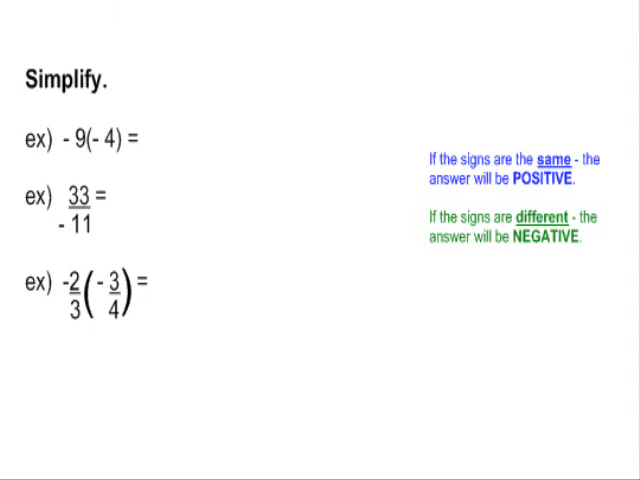We are simplifying, so we're still carrying out the math operations as we always have. So we have a negative 9 times a negative 4. 9 times 4 is 36. But as far as the rules go, I have the same signs because they're both negative. That means our answer is going to be positive 36. Down here when we have 33 divided by negative 11, 33 divided by 11 is 3, but because their signs are different, 3 is going to be negative for the answer.